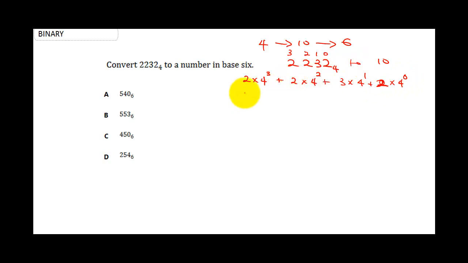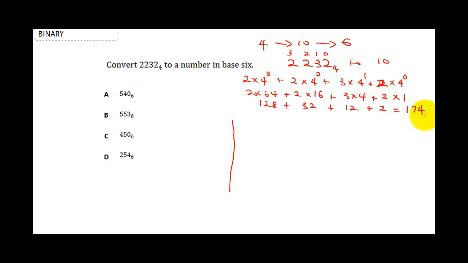Okay, so having done that, this is going to be 2 times 16 is 32, plus 3 times 4 is 12, plus 2 times 1 is 2. Now summing this up, 32 plus 12 is going to give us 44 plus 2. Now this is going to give us a total of 174. So now this is 174 in base 10.